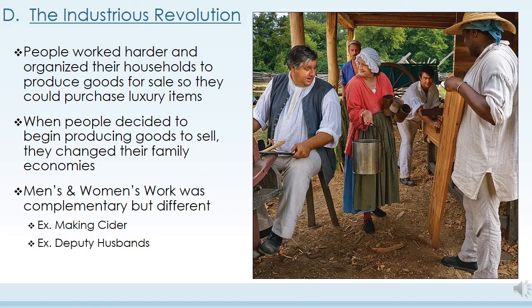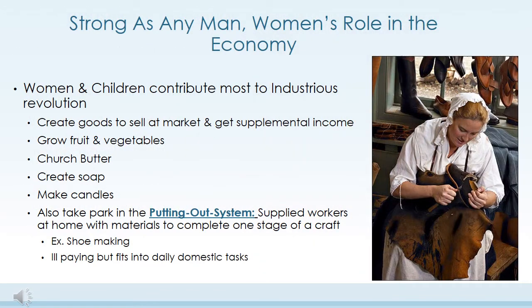So while colonial Americans had always worked hard, at this point they began working even harder in order to have that extra income so that they weren't just sustaining and getting by, but they were actually able to purchase those goods that they desired, and not necessarily that they needed, just that they wanted. In many ways, the increased production of the Industrious Revolution came from the labor of women and children who worked even harder and longer than ever before.